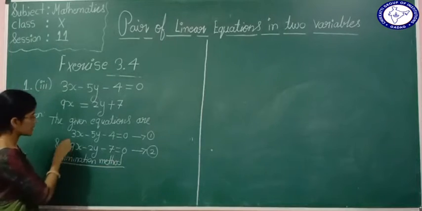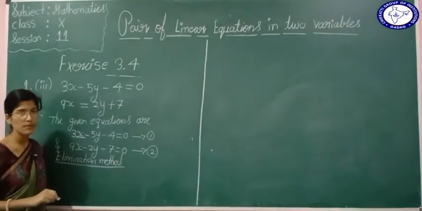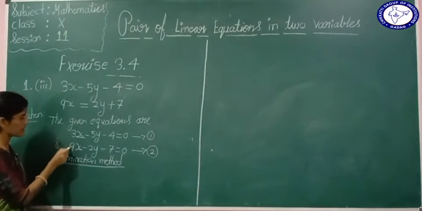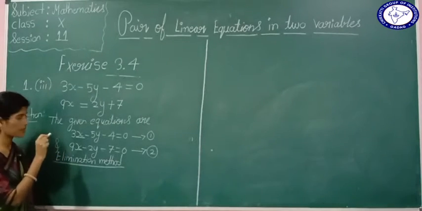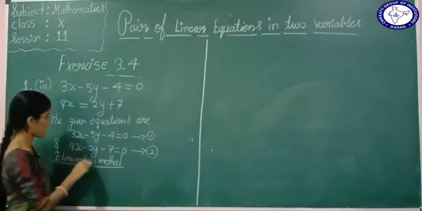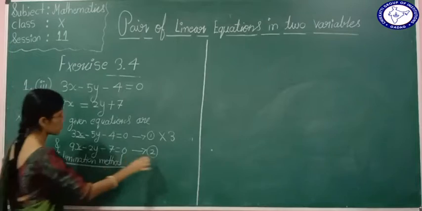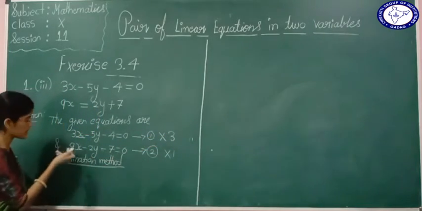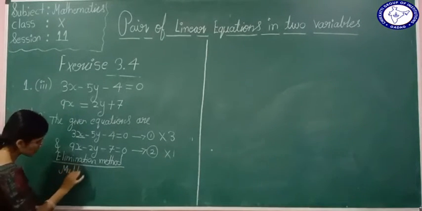Okay. Say I want to eliminate x. I want to eliminate x. Here the x coefficients are different. That's why I will make the x coefficients same. To make the x coefficients same, I will multiply equation 1 by 3 and equation 2 by 1. Now see, students, 3 3s are 9. Here also 9 is there.